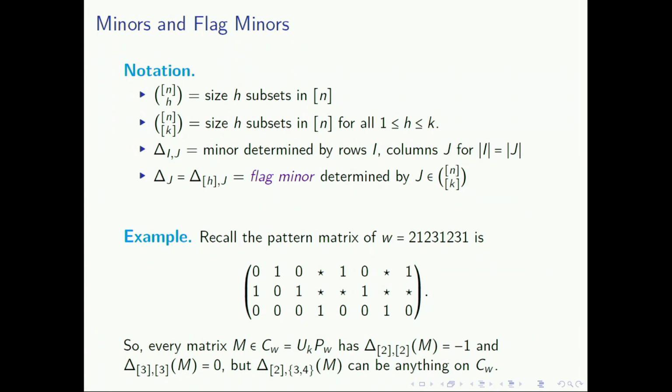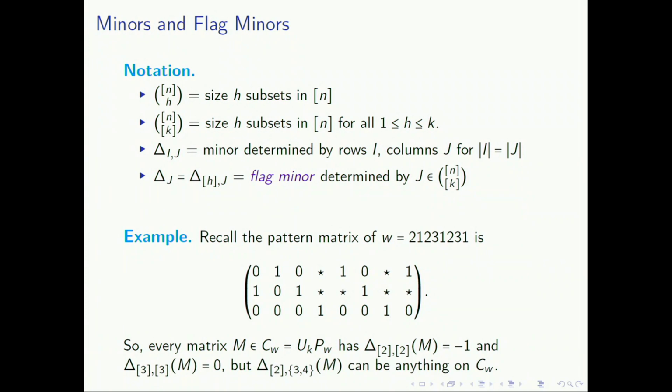First of all, we're going to use the binomial coefficient square bracket n choose h to mean the subsets of size h among the numbers from 1 to n. And then we generalize that notation too. You can have square bracket n over square bracket k. That means take all the subsets from 1 to n that have sizes 1, 2, 3 up to k, any of those sizes. And then a minor on a matrix indexed by I and j will just be the determinant that you get by looking at rows from I, columns from j, that little minor. That should be familiar notation.